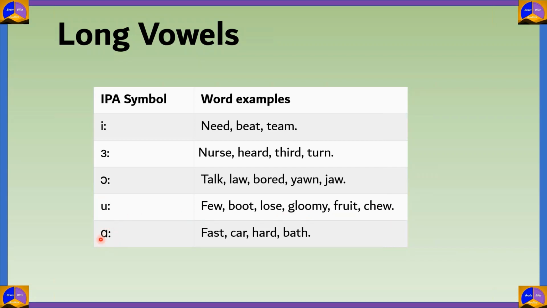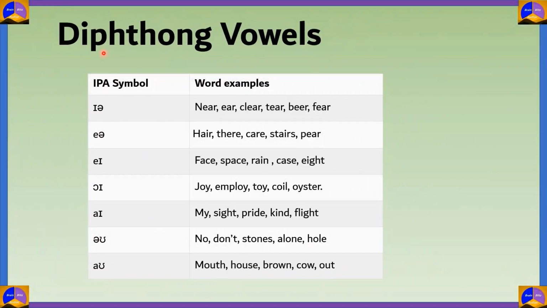The last long vowel, represented by an A and a colon, is its IPA symbol. Now this represents the sound ah. And the words that use this sound are fast, car, hard, bath, etc. Now we looked at short and long vowels. However, in English, there's a third type of vowel known as diphthong vowels.